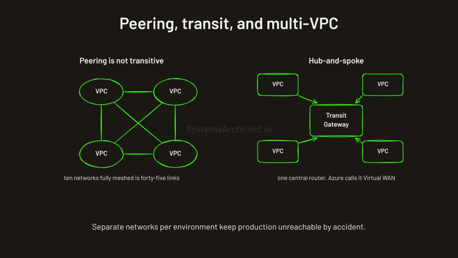VPC peering, or VNet peering, links two networks with private routing and no shared gateway. Peering is not transitive, so 10 networks fully meshed means 45 separate links to manage. A transit gateway, or Azure Virtual WAN, replaces that mesh with hub and spoke topology through one central router. Multi-VPC architecture separates production, staging, and regulated workloads. Those networks cannot reach each other by accident. Shared VPC on Google Cloud goes the other way. It lets many projects consume subnets a central team owns.